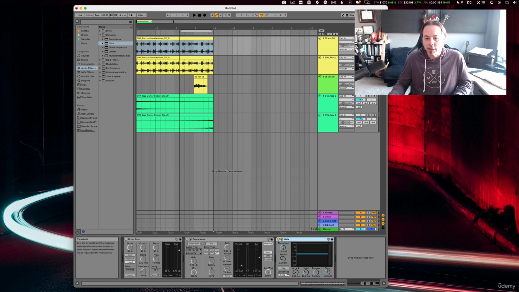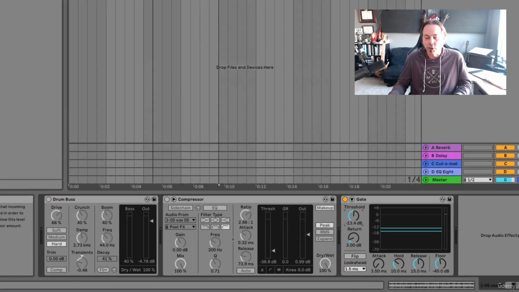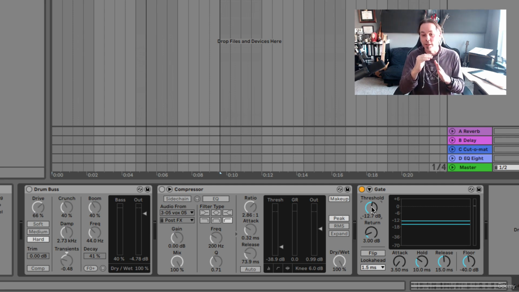So what a gate does is you set a threshold. The threshold is at what point does the gate kick on. And then if the volume of the sound is above that threshold, you hear it unaltered. If it's below that threshold, you don't. The gate is a very brute force effect that basically says, is this signal on or off, right?